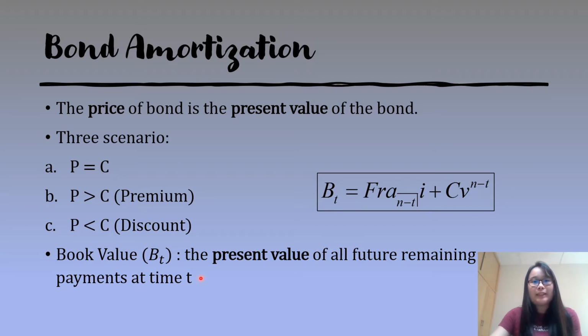So book value BT is the present value of all future remaining payments at time T. So look at the BT formula. There are two parts. First is the present value of all future remaining coupon payments, and the second part is the present value of the redemption value. So BT is actually a similar concept to the outstanding loan value at time T.